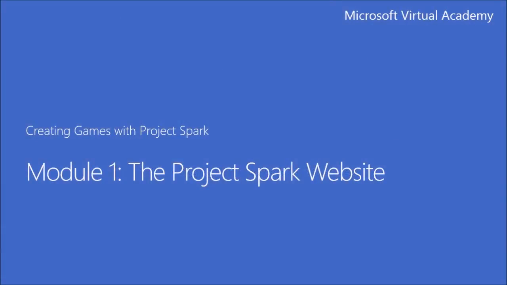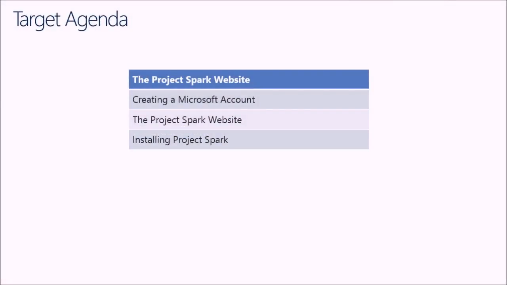So let's start off with the Microsoft Virtual Academy Creating Games with Project Spark course. This is Module 1, the Project Spark website. So in this module we're going to focus on creating a Microsoft account. This is important because you need an account to log into Project Spark, and this account is linked to all the time you spend in Project Spark and the achievements you get and the challenges you complete, and anything you buy in the marketplace is linked to this account. So you do need a Microsoft account to get started. It is free. I'll be showing you how you can sign up for one.